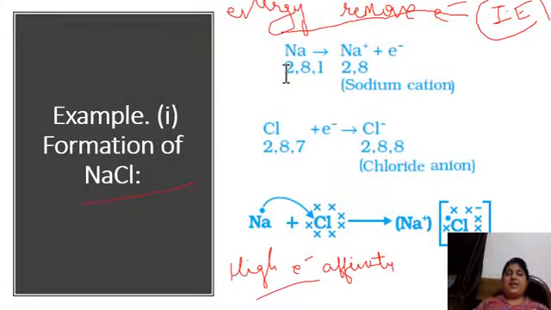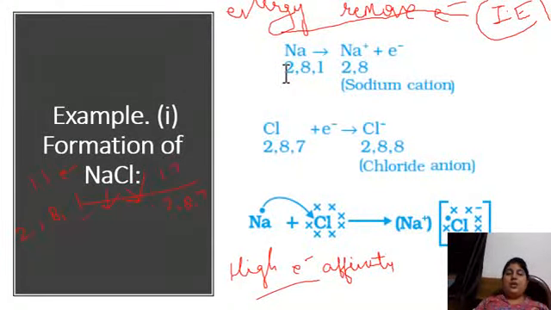Here I have taken the example of NaCl. NaCl has two elements, sodium and chlorine, in which sodium has 11 electrons total and the electronic configuration is 2, 8, 1. While chlorine has 17 electrons having the electronic configuration 2, 8, 7.